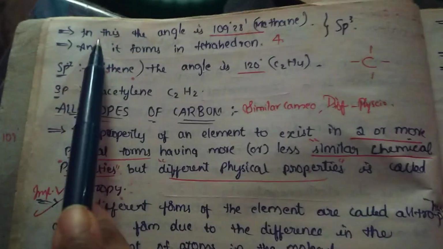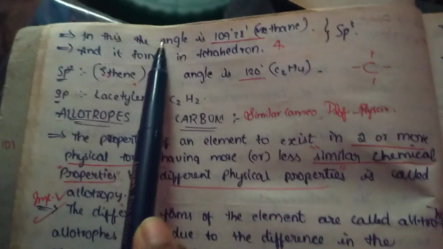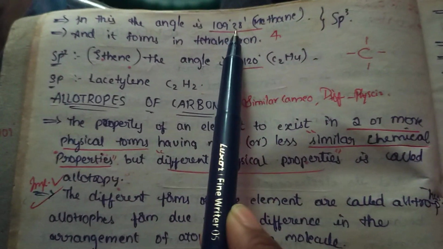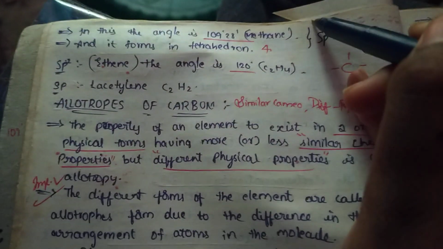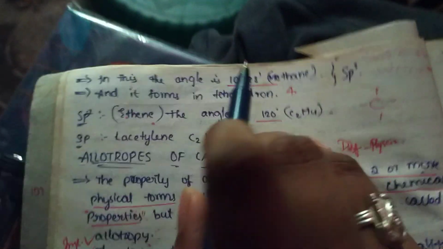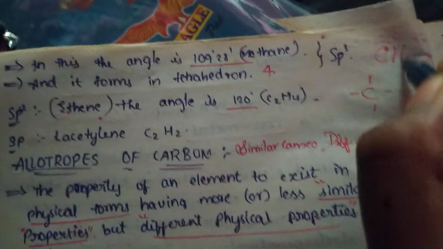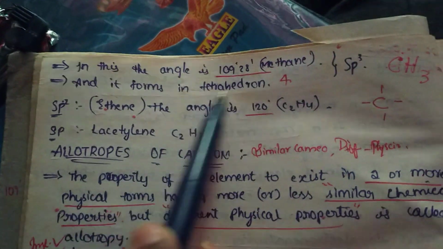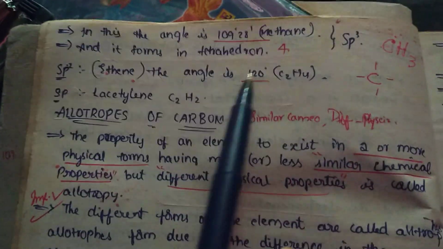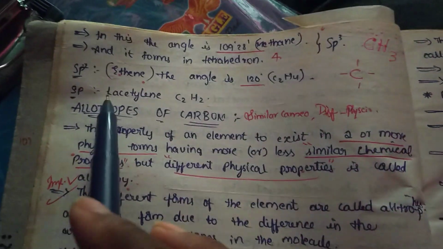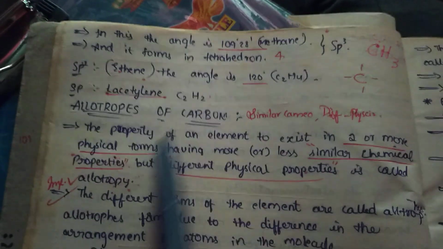Let's start the class. In methane the bond angle is 109 degrees 28 minutes. The formula of methane is CH4, and it forms a tetrahedron, which means 4. In ethene the angle is 120 degrees, and acetylene is C2H2.